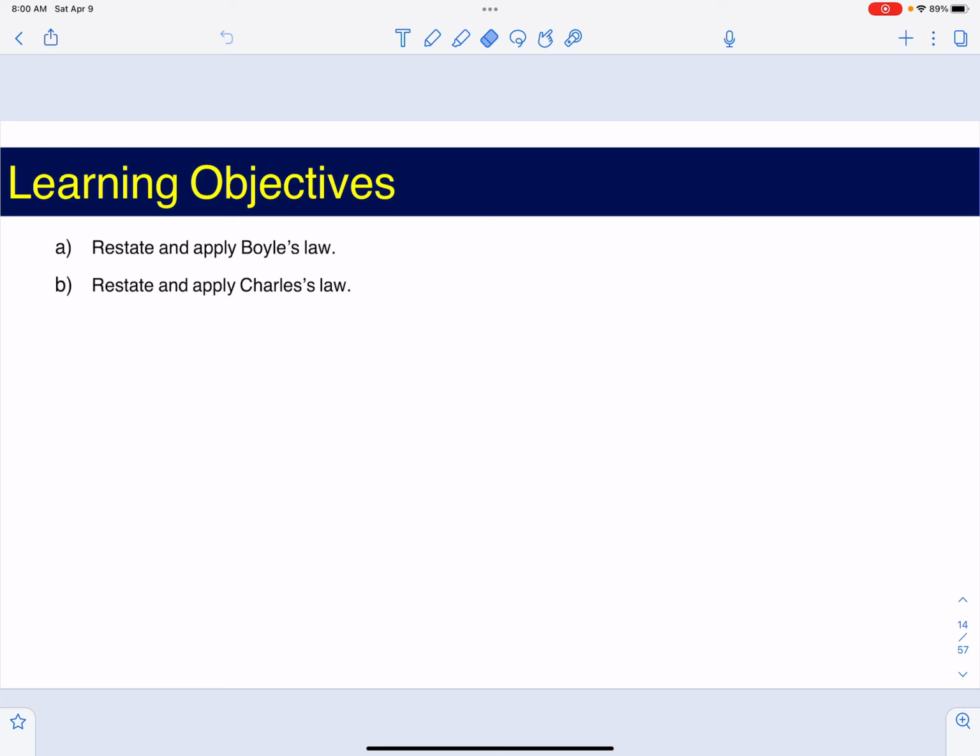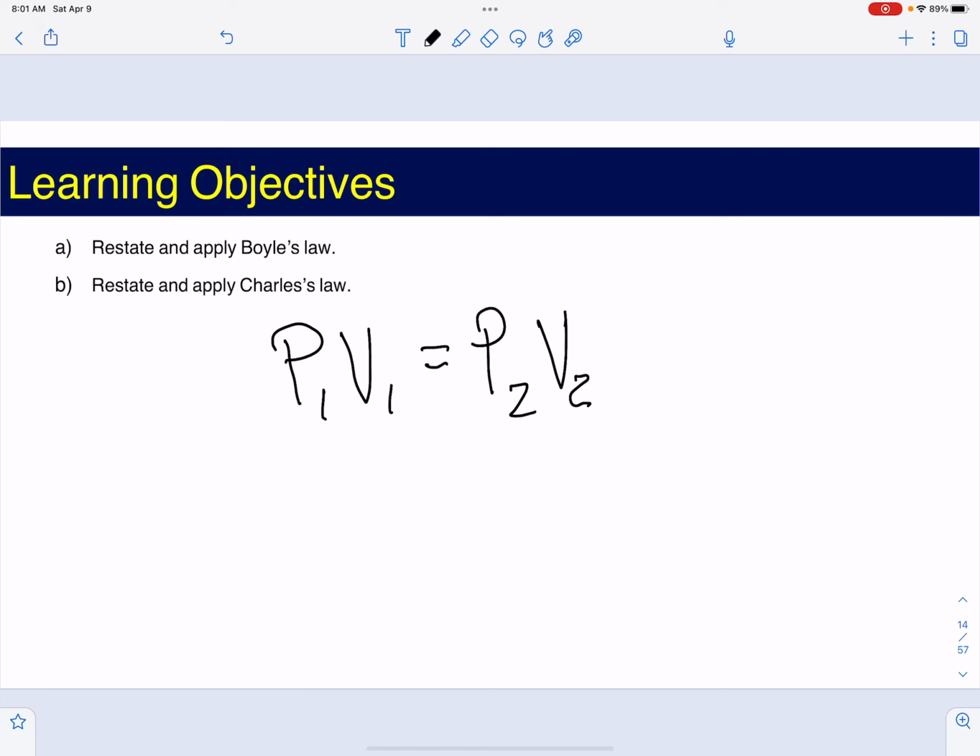Boyle's law, let me just show you the formula right now, looks like this. P1 V1 equals P2 V2. And what this law allows us to do is, given a before situation, if I change one of the variables, what will be the after situation?